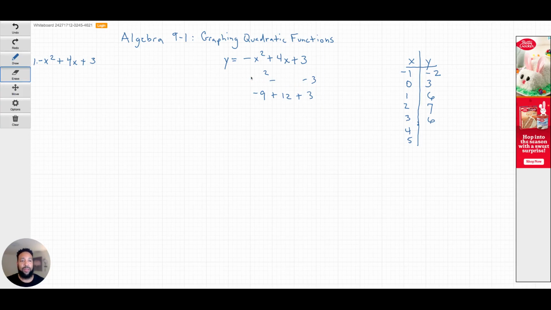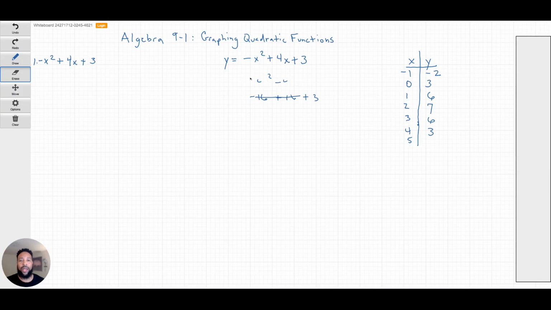All right. Next, we're going to substitute x with 4. So we have negative 4 in parentheses squared plus 4 times 4 plus 3. So 4 squared is 16 with the negative in front. 4 times 4 is 16, so plus 16 plus 3. Those cancel, so we're left with 3. And then lastly, we're going to substitute x with 5.